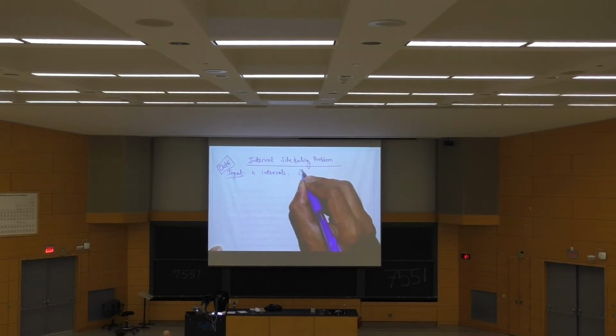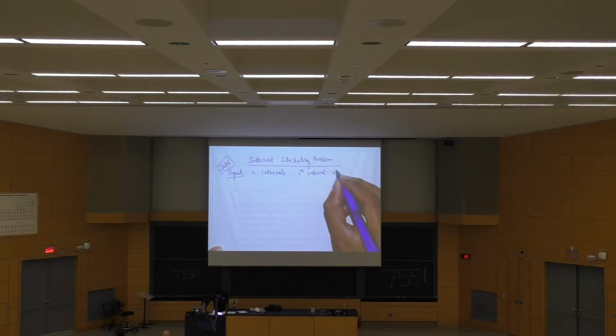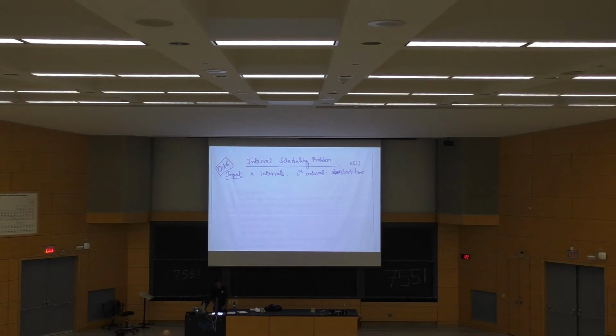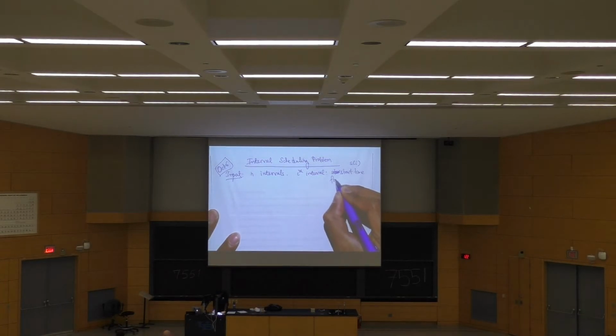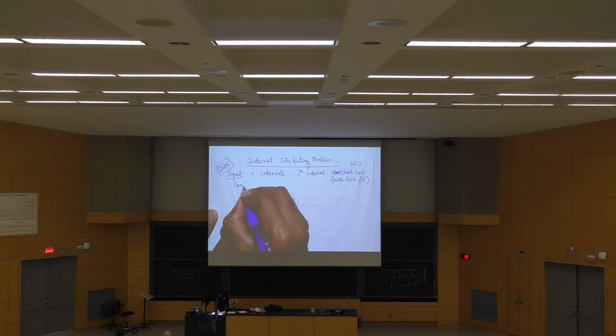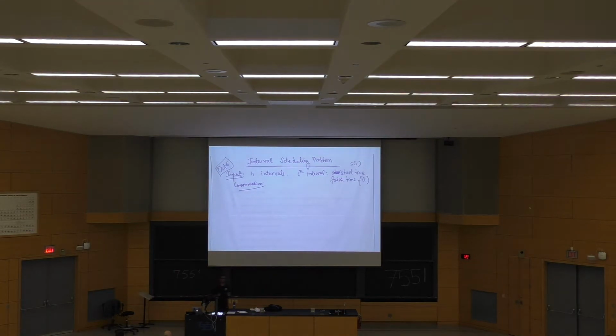And the ith interval has a fixed start time, and we'll denote this by S of i, S for start, and then you have a finish time, denoted as F of i. And we have a convention. Whenever somebody tells you that they have a range, one of the things you should first ask is whether the endpoints are included or not.